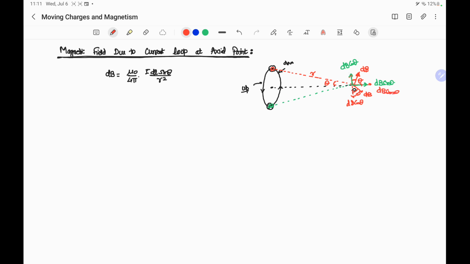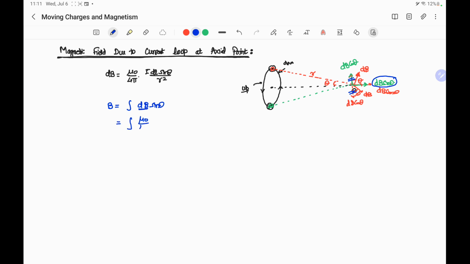So we can see that the two dB sin theta components get cancelled, and the remaining is dB cos theta, which contributes to the total magnetic field due to the current loop at the axial point P. Therefore, we can write that the total net field due to the current loop at point P is the integral of dB cos theta. And this dB is given by Biot-Savart's law.